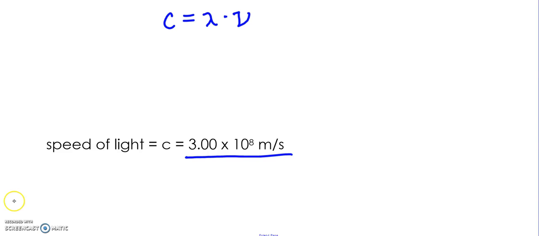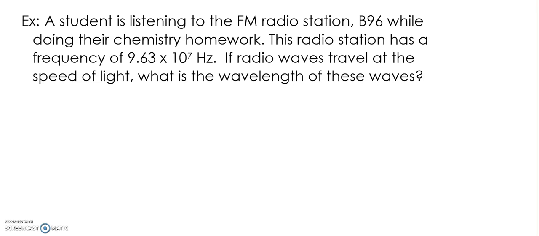So let's see if we can do a problem with this. Let's say a student is listening to the FM radio station B96 while doing their chemistry homework. This radio station has a frequency of 9.63 × 10⁷ hertz. That 96, that's in megahertz, so I just did the conversion already to hertz. So if radio waves travel at the speed of light, what is the wavelength of these waves?